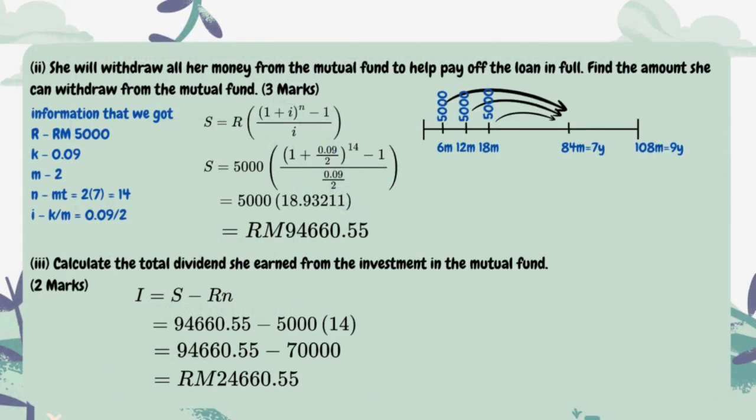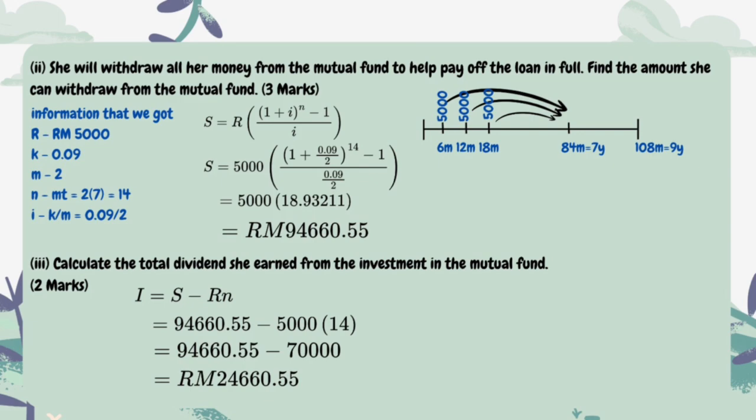D2. She will withdraw all her money from the mutual fund to help pay off the loan in full. Find the amount she can withdraw from the mutual fund. As you can see, there is a list of information that we got based on question 2. The difference is the value of n. M is 2, T is 7 because she wants to settle all the payment on year 7. So we need to find the final value until year 7 only.